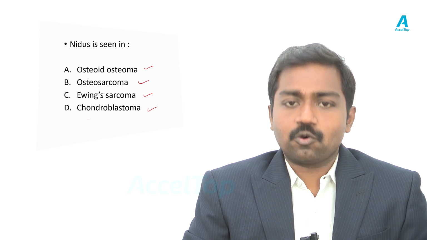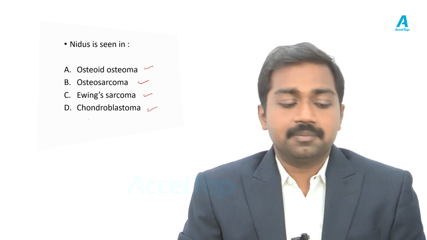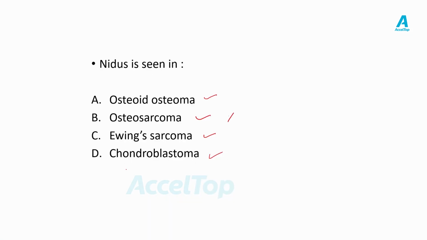Obviously, sarcoma is a malignant tumor, so it has to grow in geometric progression. So osteosarcoma and Ewing sarcoma cannot be a good option, and chondroblastoma again is an aggressive tumor of children, and again it cannot be a better option. But still, the word nidus, the answer obviously for this question is osteoid osteoma, and the word nidus is very characteristic for this tumor, osteoid osteoma.